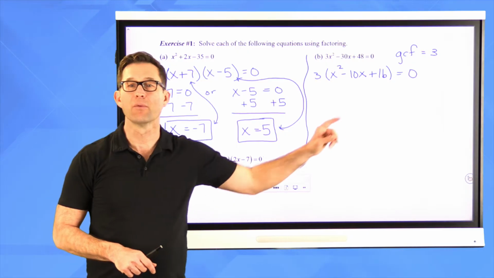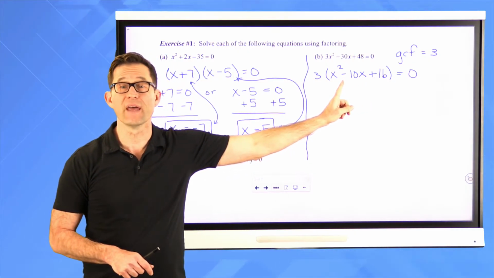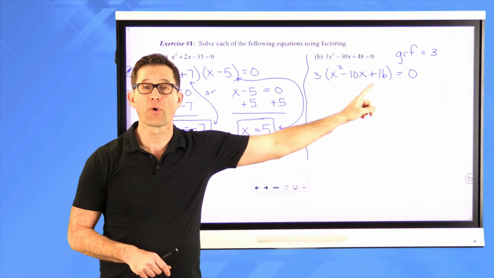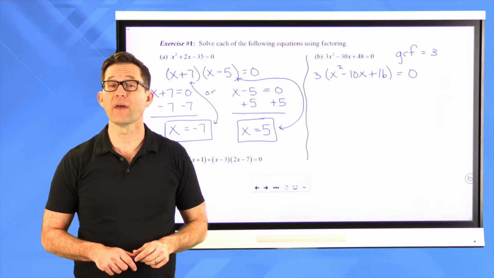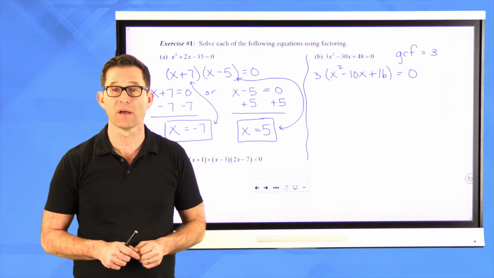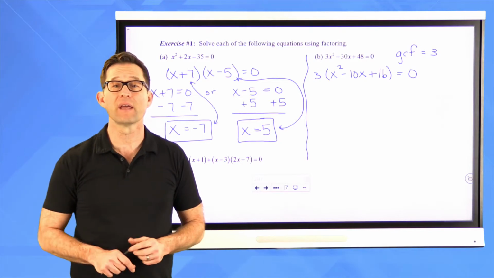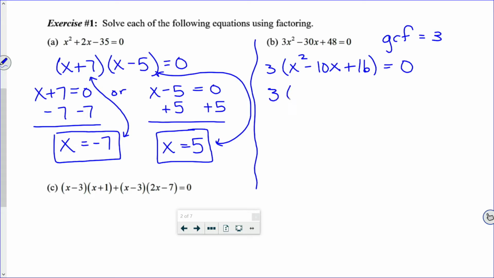All right, be careful here. I'm looking for two numbers whose product is positive 16 and whose sum is negative 10. Now, if I have a positive product and a negative sum, it means both of the two numbers must be negative, and they happen to be negative 2 and negative 8, right? Negative 2 times negative 8 is positive 16, and negative 2 plus negative 8 is negative 10. So this is all going to factor as 3 times x minus 2 times x minus 8 is equal to 0.